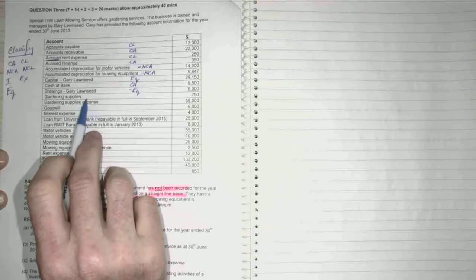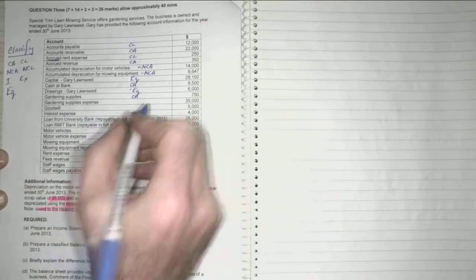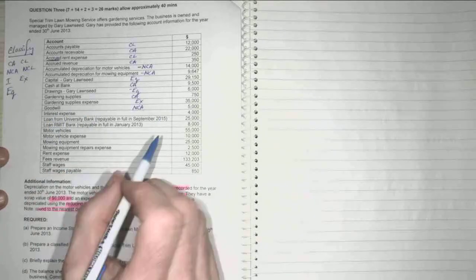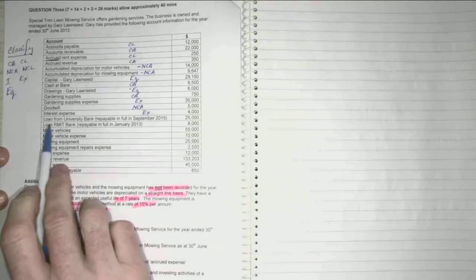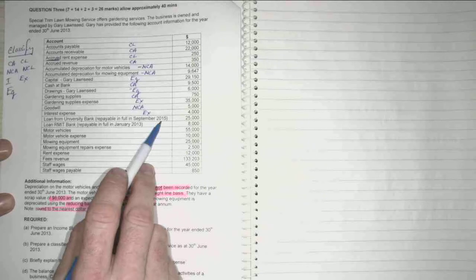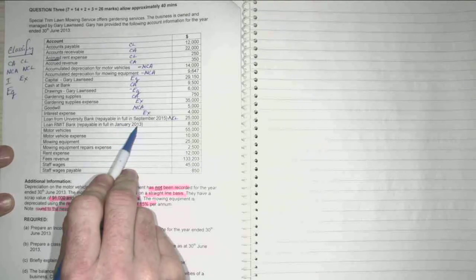Gardening supplies? Current asset. Gardening supplies expense, well that's a little bit easy. Expense. Goodwill? Well, it's a non-current asset actually. Goodwill is when we buy another business, it's the premium we pay. Interest expense? Expense. Loan from University Bank which is repayable in full in 2015. Non-current liability, I agree. And then we've got another loan repayable in full in January 2013.